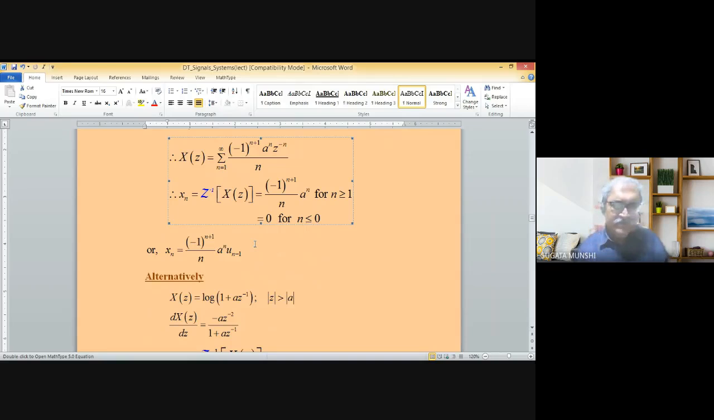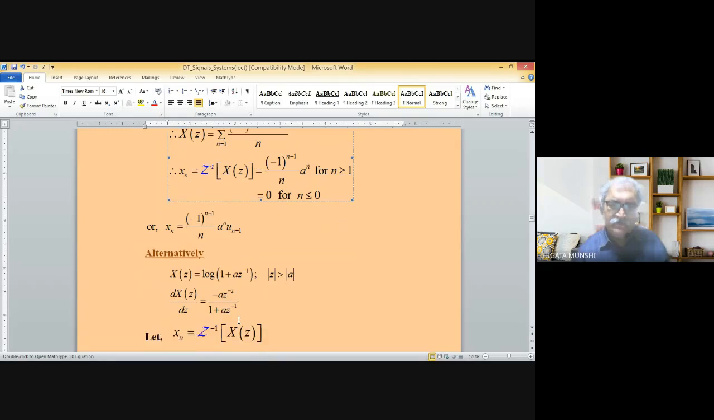As an alternative method, if this is X(z), then first you take the derivative of X(z) with respect to z. What will be the result? Minus a z to the power minus 2 divided by 1 plus a z to the power minus 1. Suppose we represent the inverse z transform of X(z) by x[n].